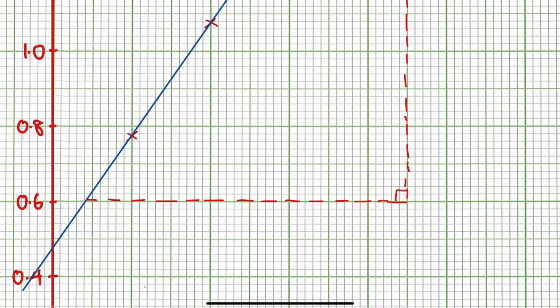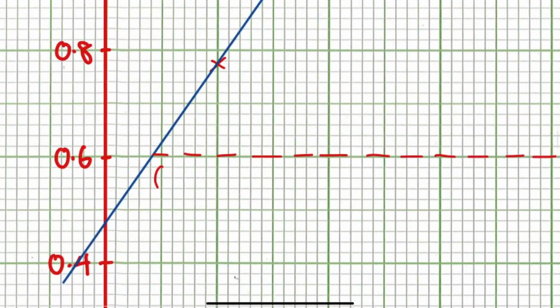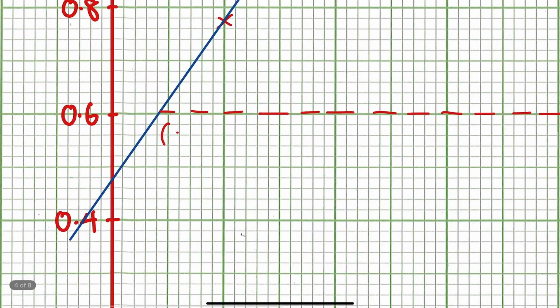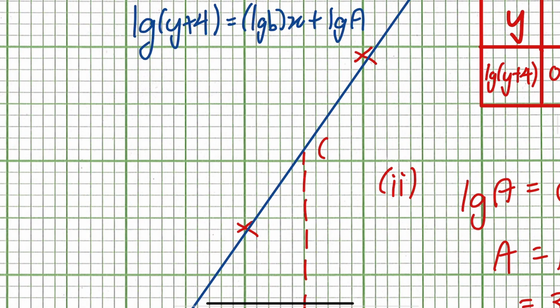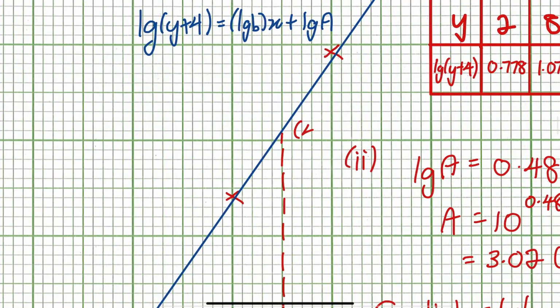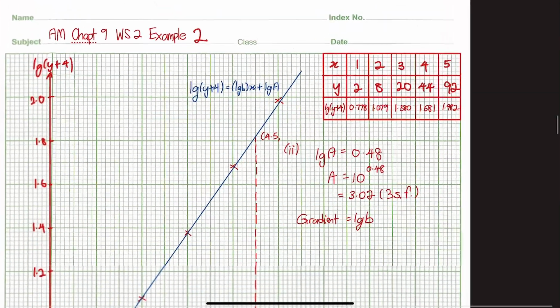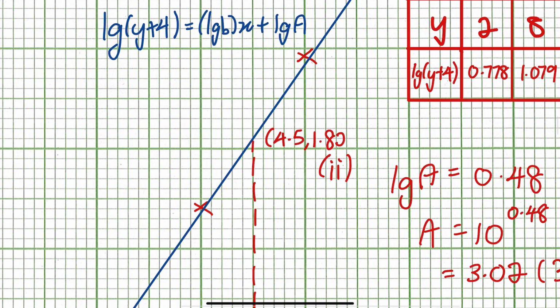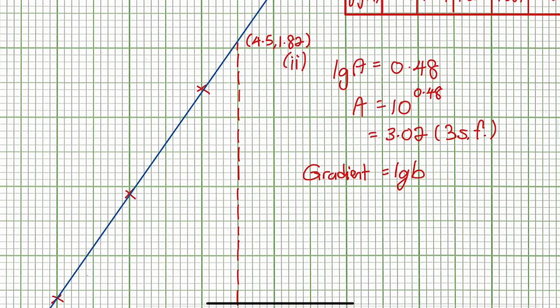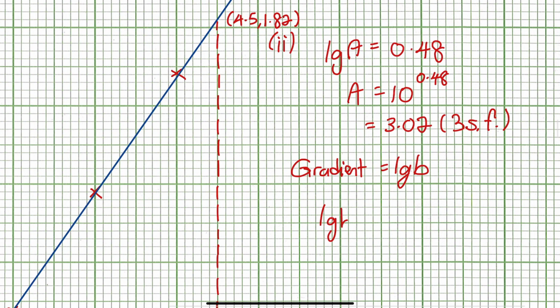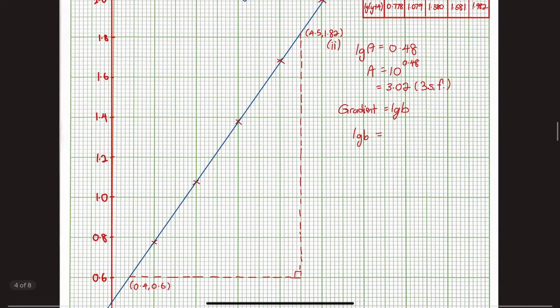Then now I mark out the coordinates of the points I've chosen. This one is 0.4, 0.6. And the top part of this line is 4.5, 1.82. So therefore, log b is simply equal to the gradient, y2 minus y1, 1.82 minus 0.6, divided by 4.5 minus 0.4. Okay, so now I'll calculate this in my calculator.